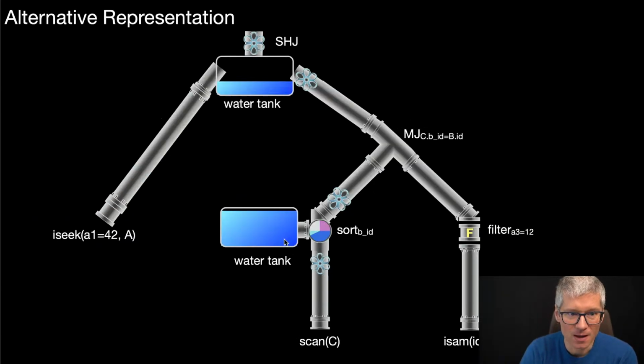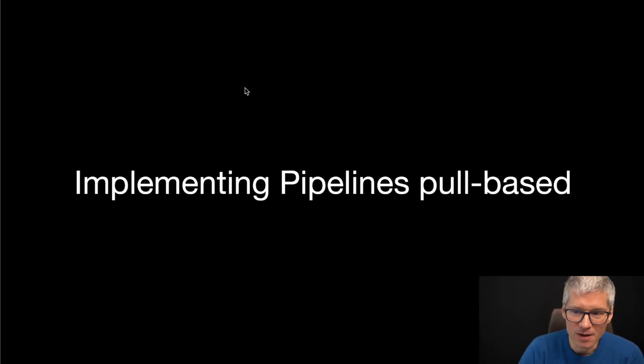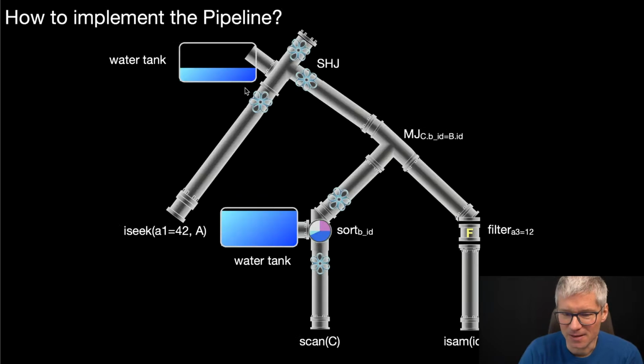Not important here. Okay, so here's an alternative representation. Just for the fun of visualizing it, here I drew the water tank in the middle, but whatever. So now the question is, how do we really implement that? That's the interesting part. So how do we implement such a pipeline? So we want to do pipelining, but how exactly is it going to work?